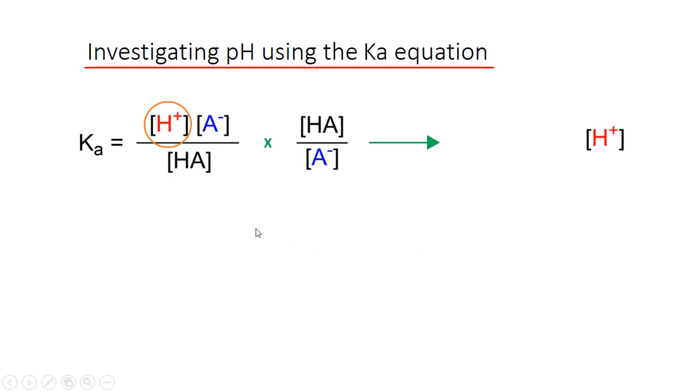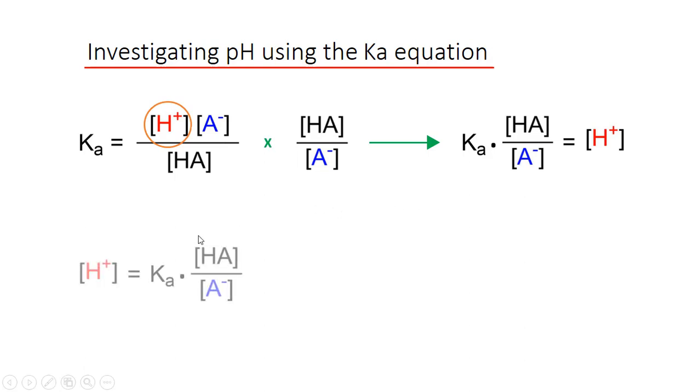However, by the nature of rearranging equations, whatever we do to this side, we must also do to this side, okay? So the left side is also times by HA over A minus. And this gives us our left side of the equation, Ka times HA over A minus. So we have the same equation here, but with H plus on the left side just for simplicity.